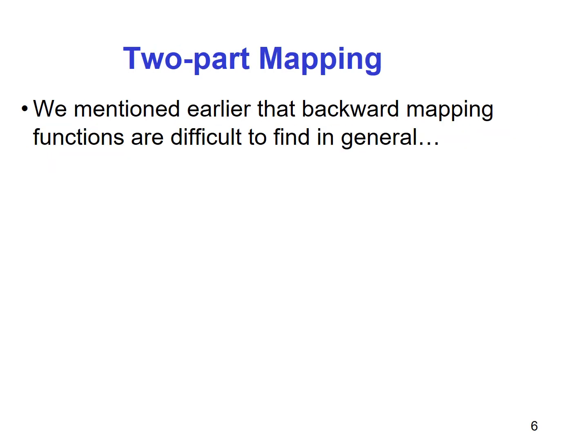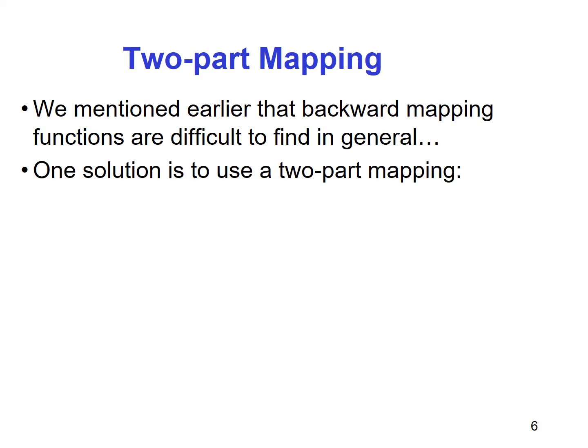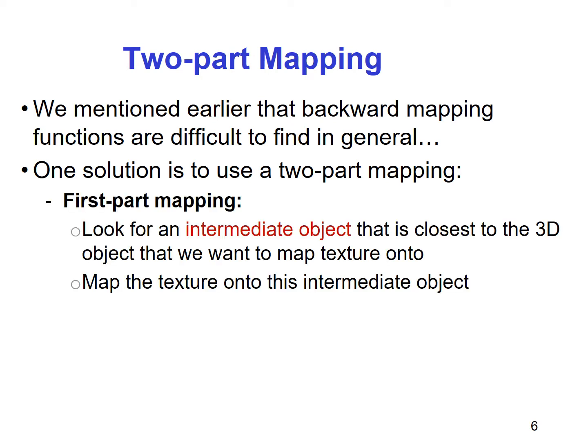Now that we have established that area to area mapping is better than point to point mapping, let's look at the mapping part itself. We mentioned earlier that backward mapping functions are difficult to find in general. One solution is to use a two-part mapping. In the first part mapping, we look for intermediate objects that are close to the 3D object on which we want to map the texture.